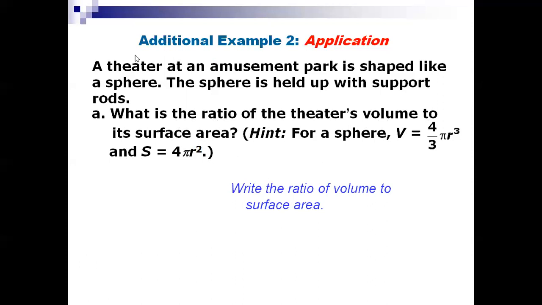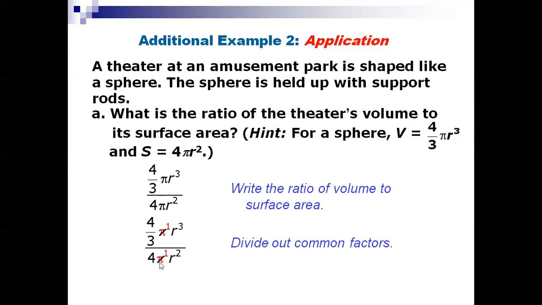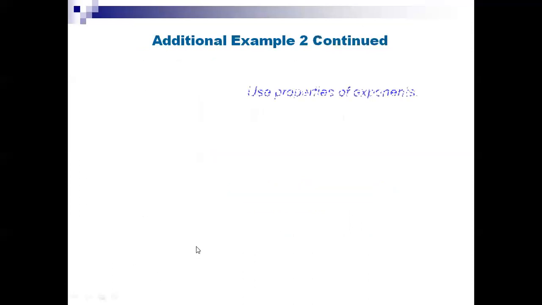So what is the volume of the sphere? That could be 4 over 3 pi r cubed over the surface area 4 pi r squared. After that, divide common factors. We have common factors here, pi. So when you divide common factors, you can cancel out that one. What is left would be 4 over 3 r cubed over 4r squared.